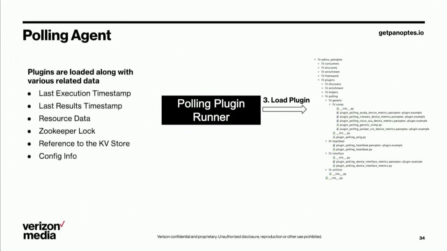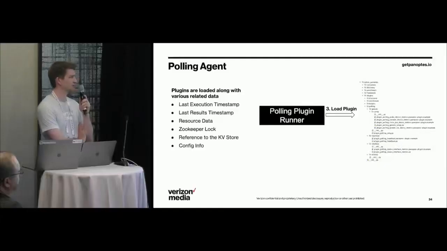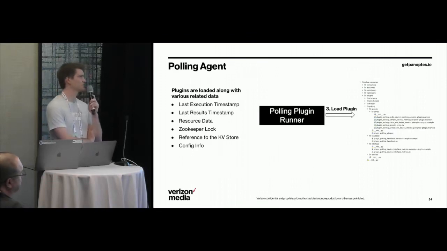When it loads a plugin, it loads it into a class called a polling plugin info. This holds a reference to the plugin to execute, as well as all sorts of metadata associated with the plugin. So it has the last execution timestamp for the plugin name and device pair. So when did this plugin execute last? It also has the last results timestamp. So when did this plugin execute last and actually return time series that aren't of length 0? That's important for debugging. This plugin's running, but we're not getting results. Let's check the last results timestamp. Then resource data, so we have some sort of metadata about the device. It also comes with the Zookeeper lock.